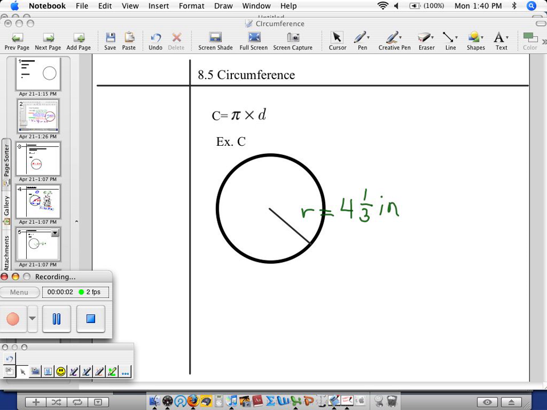Okay, so here we have, again, a radius, but that's not what's necessary or needed. Our formula calls for the diameter. What's the diameter? Turn and tell your neighbor.